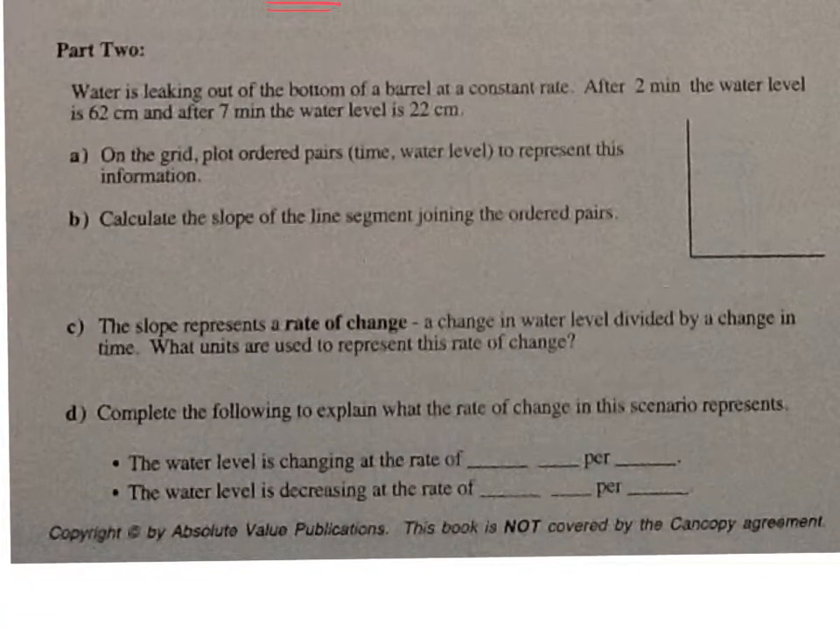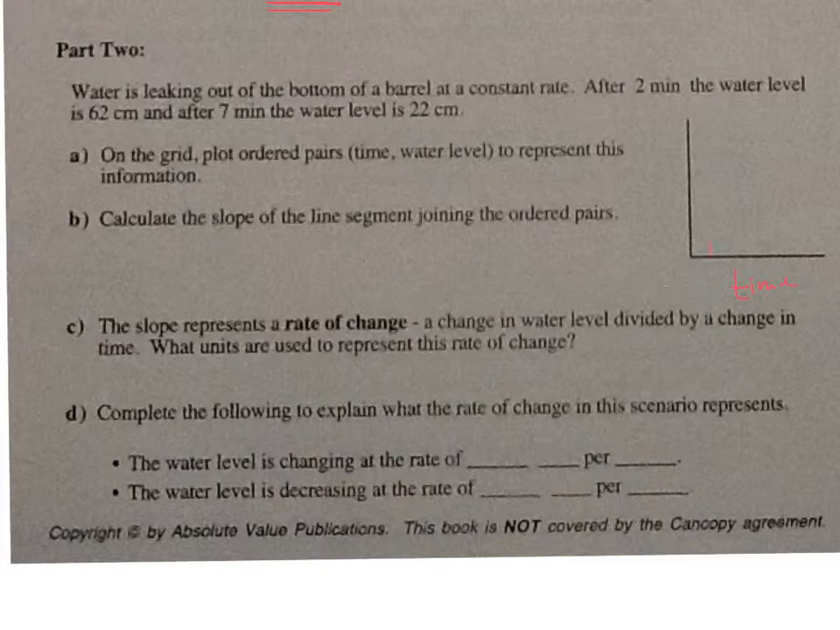Water is leaking out of the bottom of a barrel at a constant rate. So constant means it doesn't fluctuate, it's the same. After 2 minutes, the water level is 62 centimeters, and after 7 minutes, the water level is 22 centimeters. On the grid, plot ordered pairs of time and water level to represent this information. So normally in a graph, you put time on the x-axis. So time goes from 2 minutes to 7 minutes.